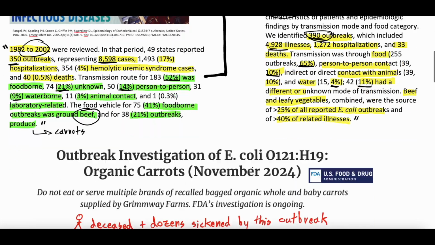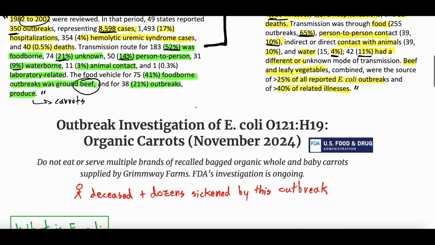So as mentioned, there have been a number of outbreaks actually in the last couple months. The most recent one is this outbreak from actually this month in organic carrots. So as we mentioned, produce is becoming a more common cause of outbreaks of E. coli. And then this is just from the FDA. They said, don't eat some of these brands with recalled organic carrots supplied by this farm. We're certainly not making a comment on that, but that is just what the FDA has put out there.